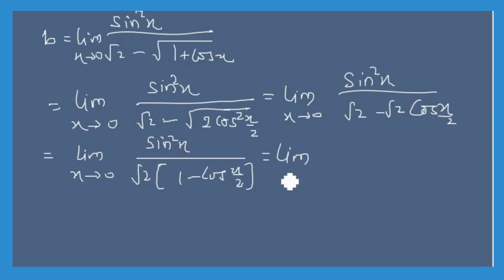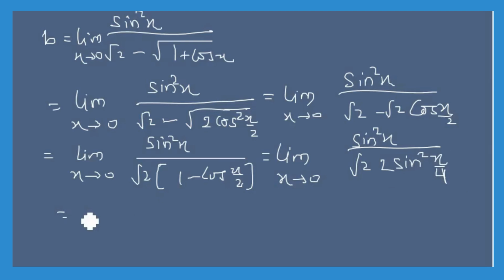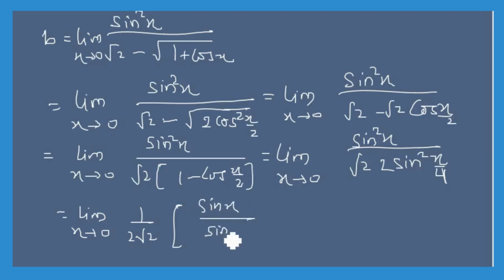So we can write this as limit x tends to 0, sin square x, and this is root 2. The formula is 2 sin square x by 2, so this becomes x by 4. So this is b basically: limit x tends to 0, 1 by 2 root 2, and sin square x by sin square x by 4. So we can write this as sin x by sin x by 4, the whole square.